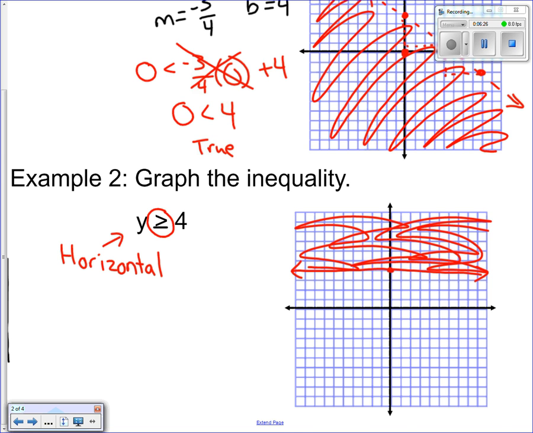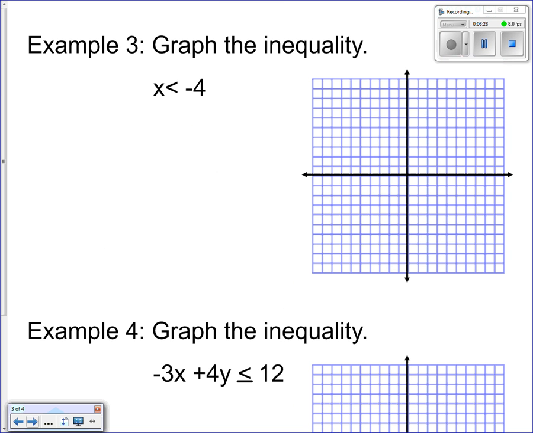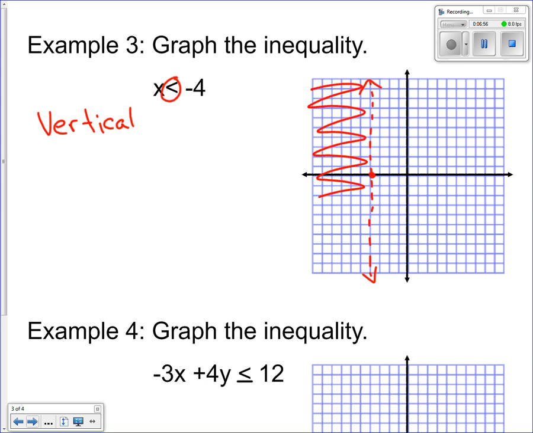Next page, example 3. This time it's x equals something, so we're going to remember that that is a vertical. So I look, it's a -4, so I go over on here to -4 on my x-axis. I notice that it is less than, so that means I need to make that a dashed line. And if I want everything that is less than -4, that would be everything to the left.